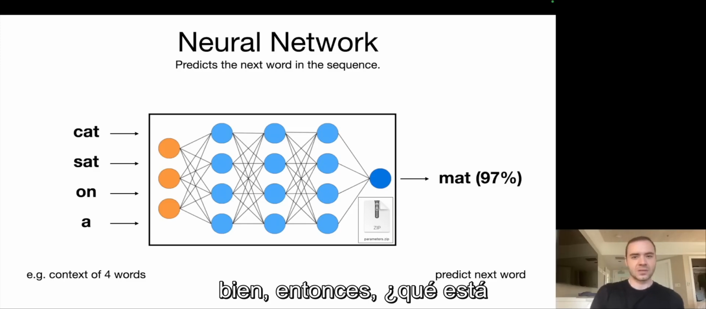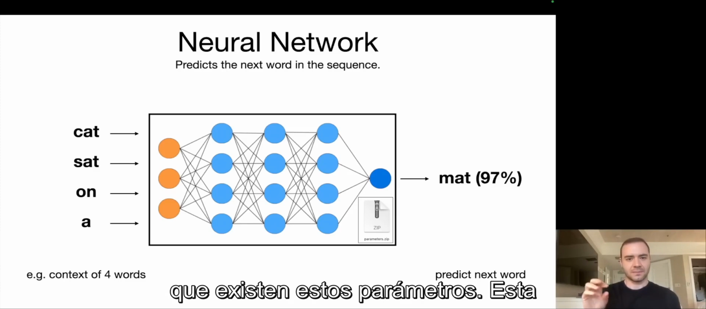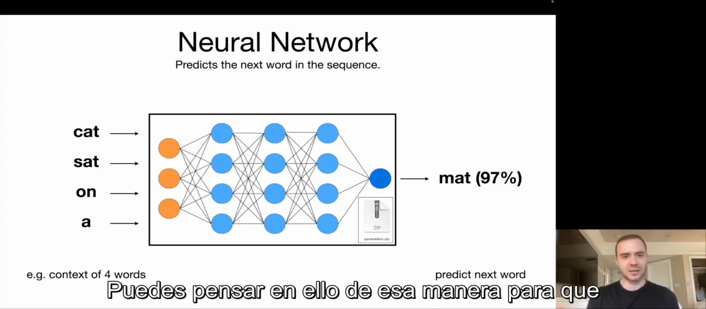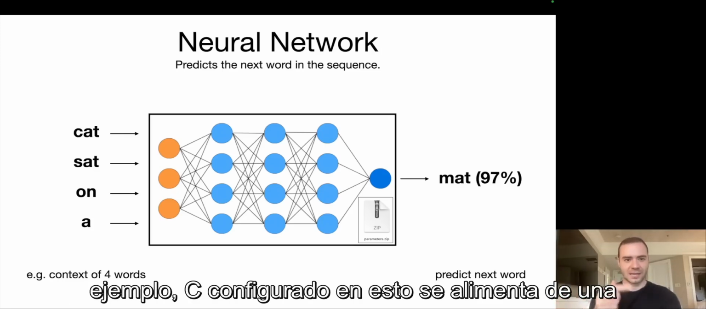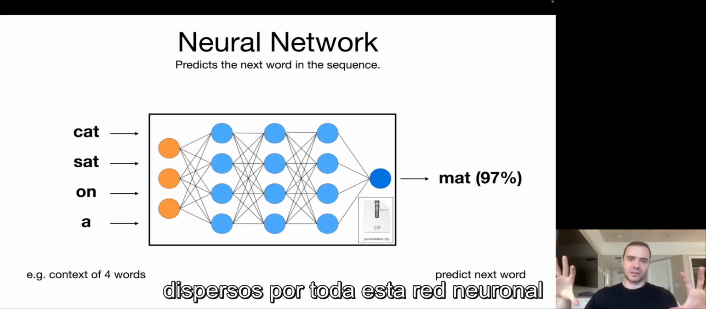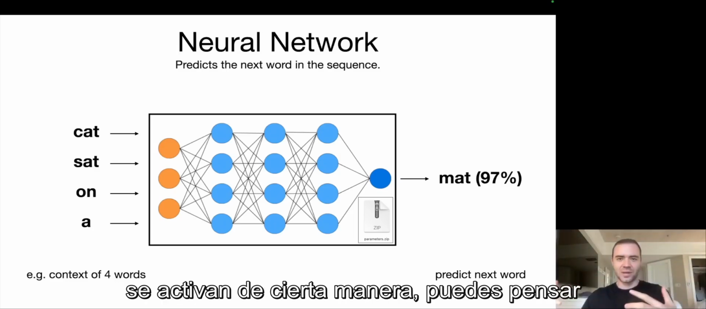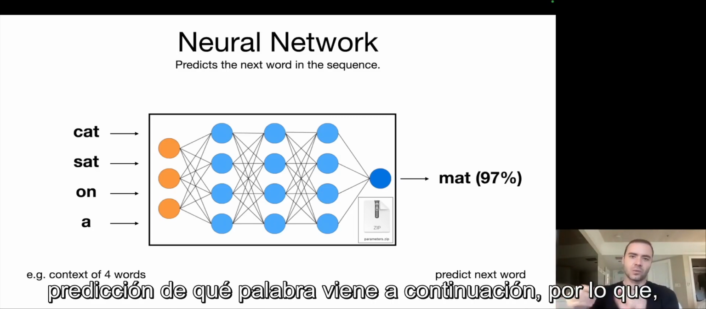Okay, so what is this neural network really doing? I mentioned that there are these parameters. This neural network is basically just trying to predict the next word in a sequence. You can think about it that way. You can feed in a sequence of words, for example, "cat sat on a". This feeds into a neural net, and these parameters are dispersed throughout this neural network. There are neurons, and they're connected to each other, and they all fire in a certain way. And out comes a prediction for what word comes next.